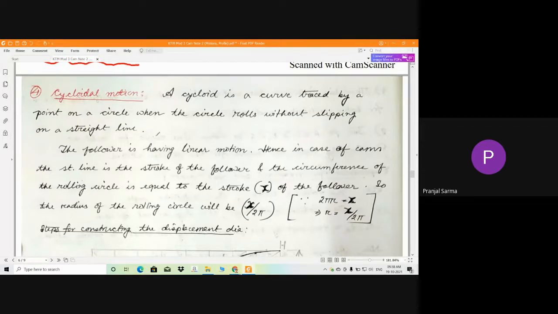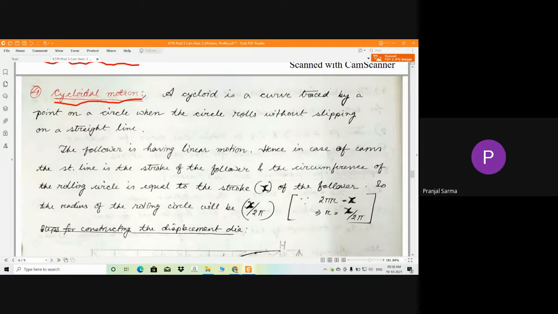Okay, now the next scheme of motion that we have to discuss is the cycloidal motion profile. If you recall from your previous classes, engineering drawing, etc., you know that a cycloid is a kind of curve that is traced by a point on a circle, when this circle is rolling without slipping on a straight line.